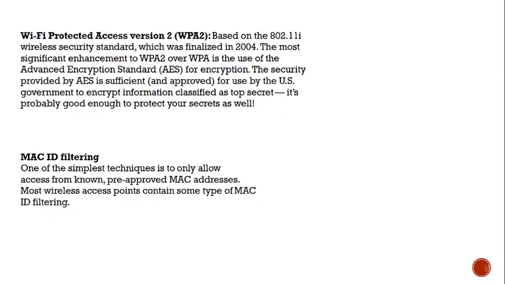And then WPA2 came out, based on the 802.11i wireless security standard, which was finalized in 2004. The most significant enhancement of WPA2 over WPA is the use of the Advanced Encryption Standard. The security provided by AES is sufficient and approved by the US government for encrypting information classified as top secret. So it's probably good enough to protect your secrets as well, right?